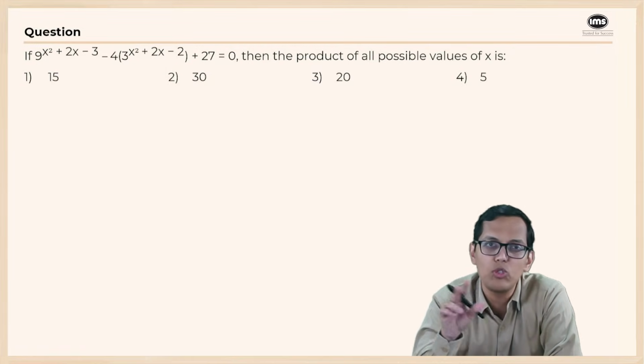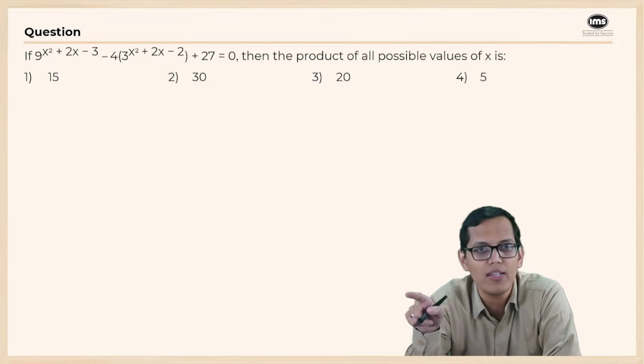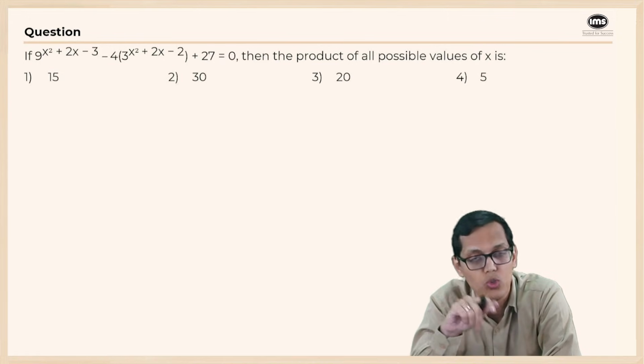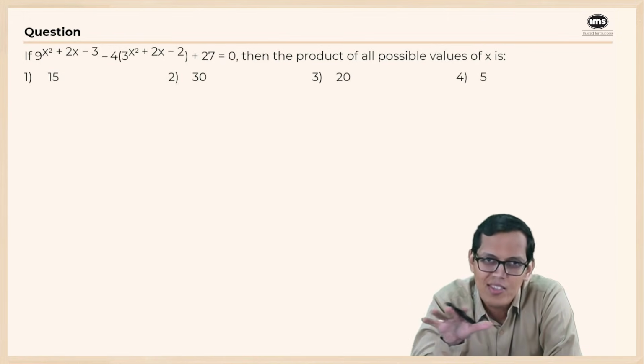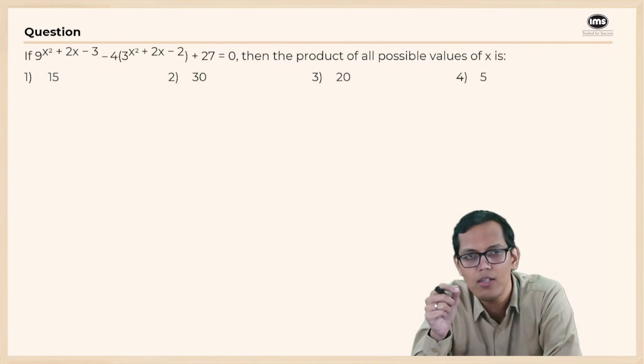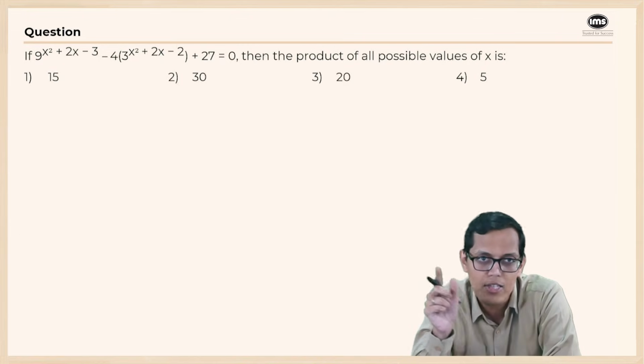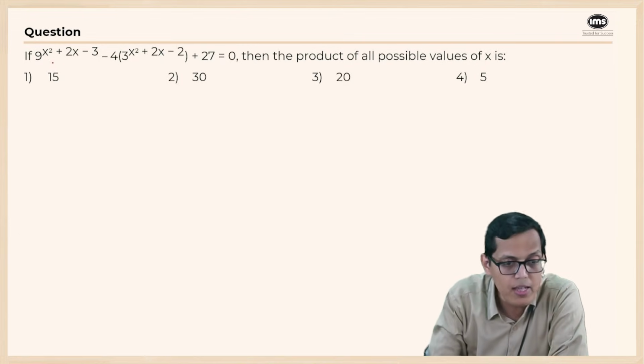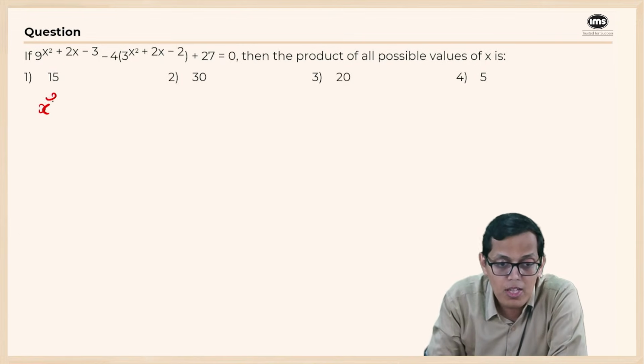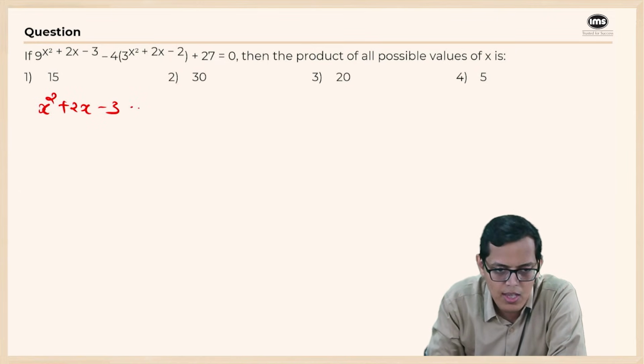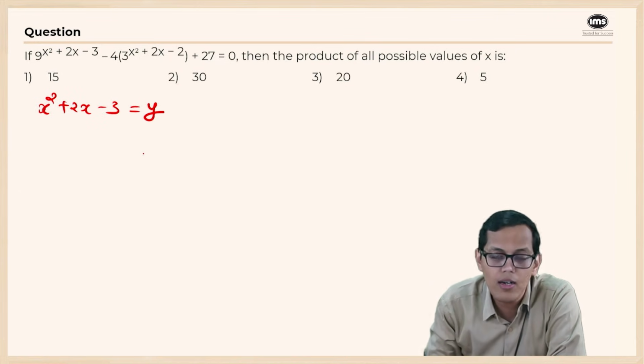Now this is an interesting question. We have these two powers, x square plus 2x minus 3 and x square plus 2x minus 2. Both of them are quite similar with a difference of 1 only. So I'll assume the smaller one as y. By smaller one, I mean x square plus 2x minus 3. That's the smaller one out of both the powers. I am assuming it to be y.